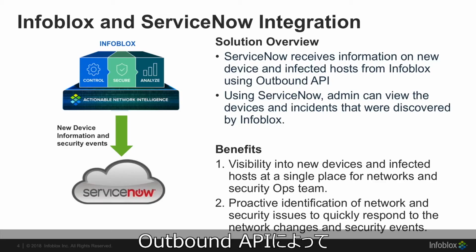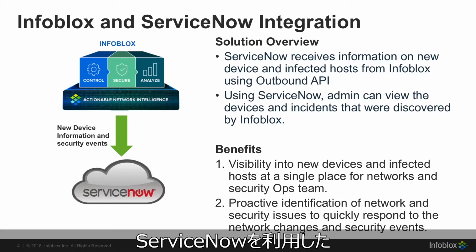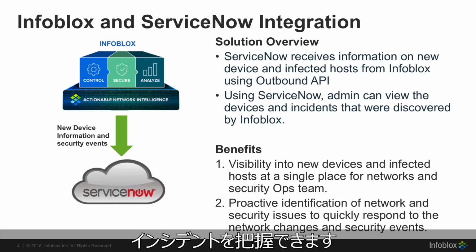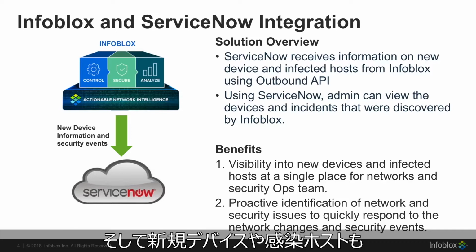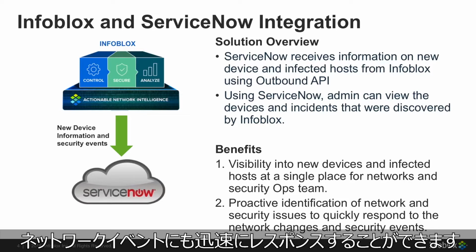With Outbound API, we're now able to respond faster to network changes with the help of Infoblox ecosystem license. Using ServiceNOW, admin can now view devices and incidents that are discovered by Infoblox. And in turn, this provides more visibility into new devices and infected hosts in a single place, and ability to quickly respond to network events.